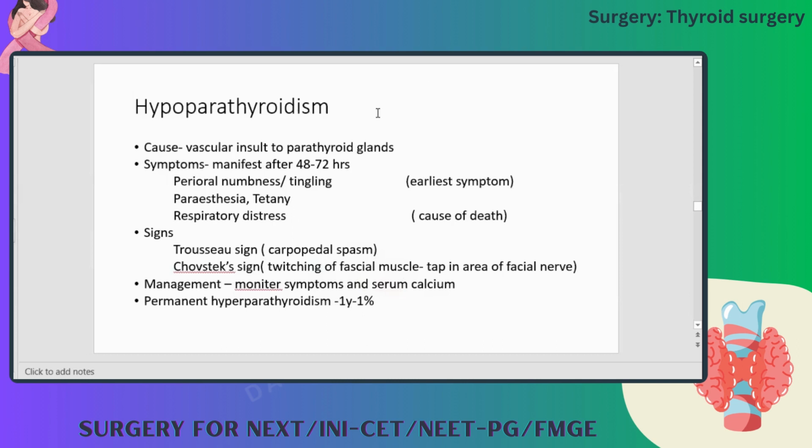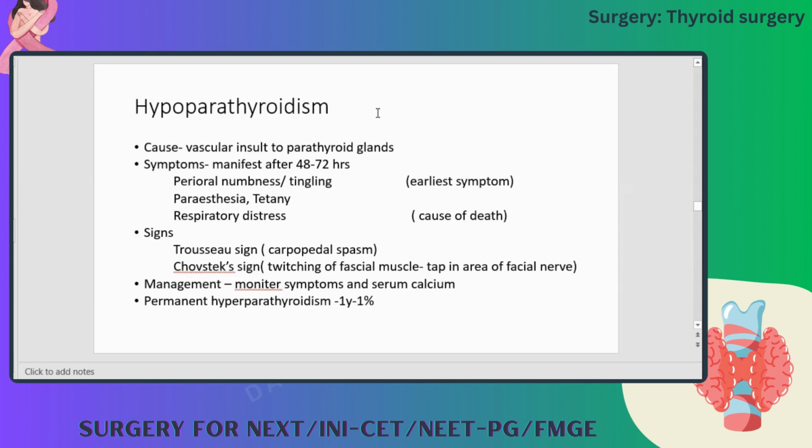Nerve injury, vessel injury, we discussed. Respiratory distress, we discussed. Now, parathyroid injury. There is a vascular insult to the parathyroid gland. I told you in the first slide only. You have to ligate it very close to the gland. If you don't ligate it close, there is always a chance that the parathyroids get devascularized.